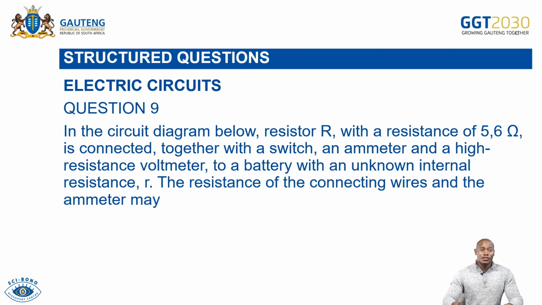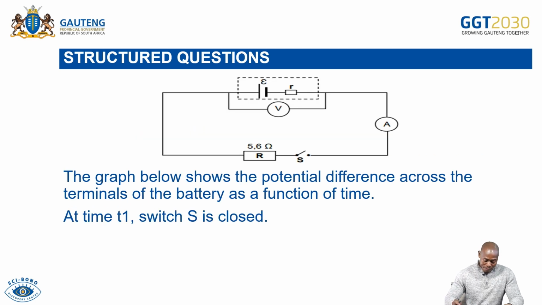So let's look at this question quickly. In the circuit diagram below, the resistor R with the resistance of 5.6 ohms is connected together with a switch, an ammeter, and a high resistance voltmeter to a battery with an unknown internal resistance. There's an internal resistance here. The resistance of the connecting wires and the ammeter may be ignored. All right. So the graph below shows the potential difference across the terminals of the battery as a function of time. So this is how our circuit is connected.